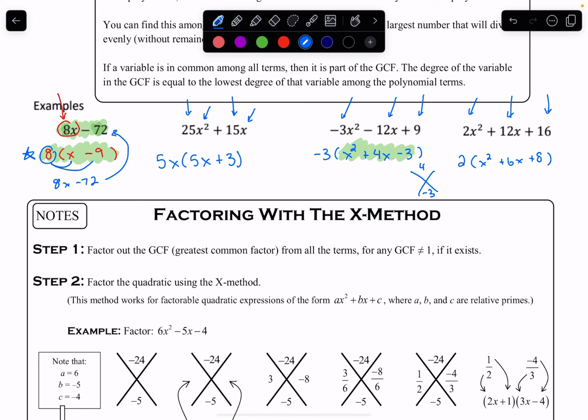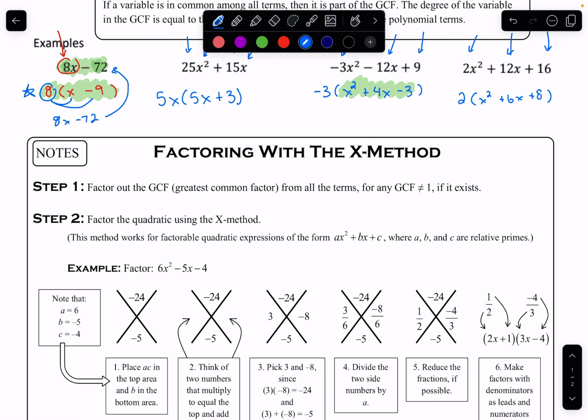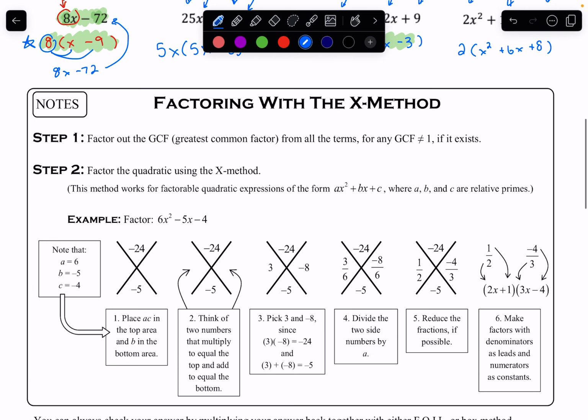And whoops, I wrote those backwards. -3 on top and 4 down here. And I would just look for my normal X method, right? What happens, though, is sometimes we can't get rid of that number in front of the x squared. It won't factor out, okay? And when that happens, we have to do a couple of extra things.